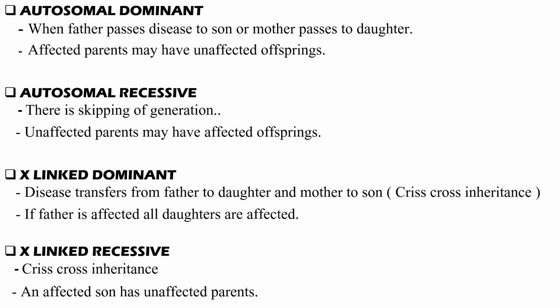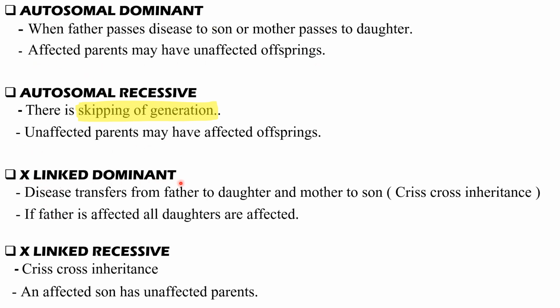Second is autosomal recessive. Here an important characteristic is given, which is skipping of generation. With these characteristics, you can easily identify this disease. Second is unaffected parents may have affected offsprings. This is opposite as in the case of autosomal dominant.